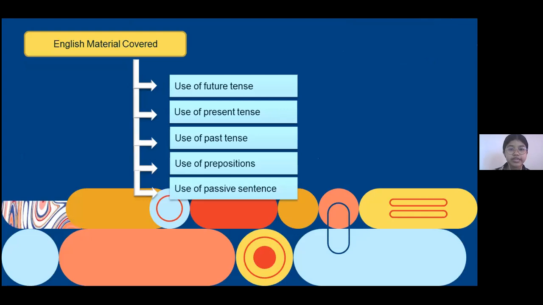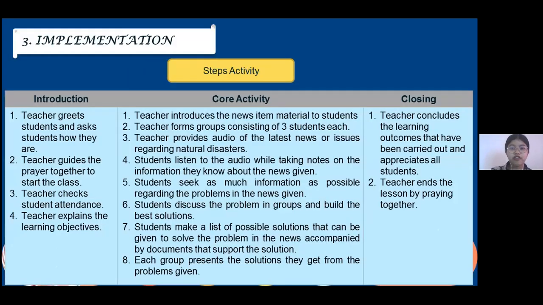Everyone, there are some English materials covered in my learning strategies. The first one is the use of future tense, the second is the use of present tense, the third is the use of past tense, the fourth is the use of preposition, and the last one is the use of passive sentences. Okay, everyone, we move to the implementation of this strategy.